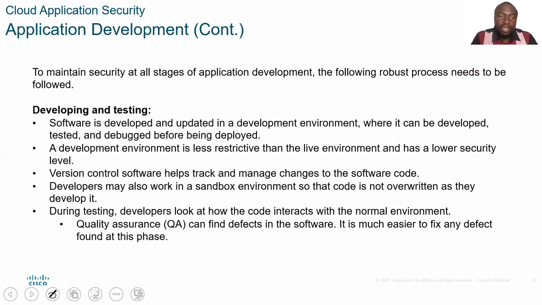Okay. Cloud application security. To maintain security at all stages of application development, the following robust process needs to be followed. Developing and testing: software is developed and updated in a development environment where it can be developed, tested, and debugged before it is deployed. Version control software helps to track and manage changes to the software code. Developers may also work in a sandbox environment so that code is not overwritten as they develop it. During testing, developers look at how the code interacts with the normal environment.